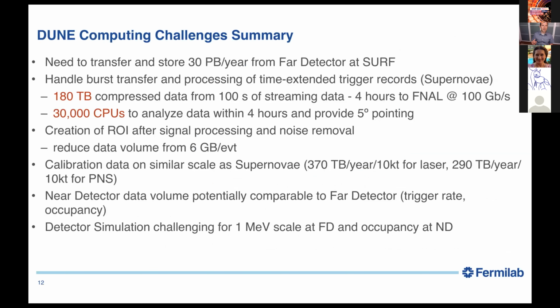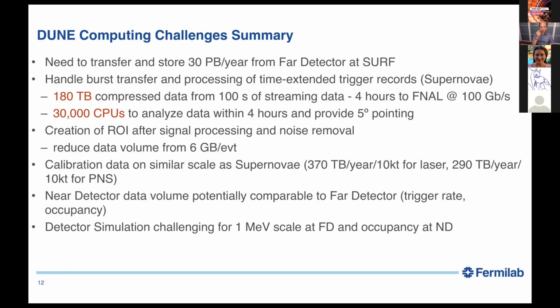So adding all of this together, what are the computing challenges for DUNE? One is we need to transfer and store 30 petabytes a year from the FAR detector at SURF. We need to be able to handle the burst of transfer and processing from these time extended triggers, specifically supernova. It's about 180 terabytes. Right now, our estimate is that we would need 30,000 CPUs to analyze the data within 4 hours and provide 5-degree pointing resolution for follow-on multi-messenger observations.